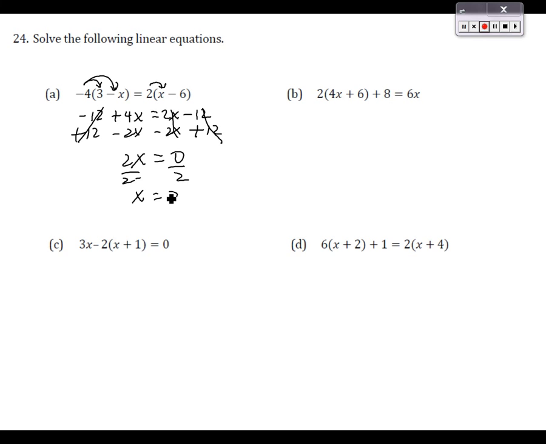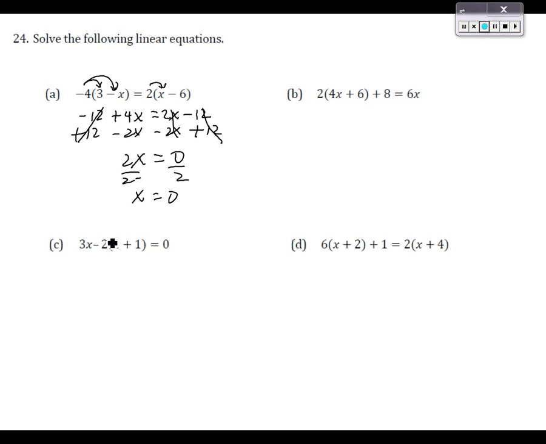You can check this by plugging back in the equation if you want to. If you plug back, this is -4 times 3, since you put 0 here. And if you plug 0 here, 2 times -6 is -12. -12 is equal to -12. You are okay to have the answer x equal to 0.